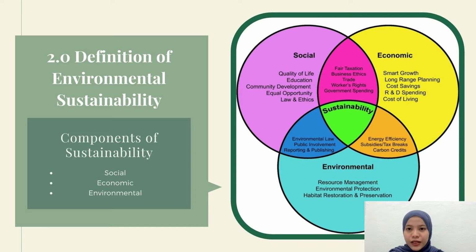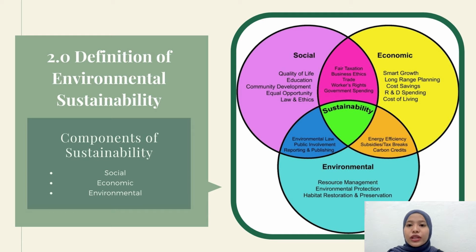So the first component is social, which consists of quality of life, education, community development, equal opportunity, law and ethics. The second component, which is economic, consists of smart growth, long-range planning, cost saving, R&D spending, and cost of living. The third component, which is environmental, is what our group will highlight more. Environmental consists of resource management, environmental protection, habitat restoration and preservation. Examples of resource management are water, wind, wood, sun, and wave energy. This is because sustainable resource management means managing resources in a way that they are not depleted so that future generations can also benefit from them.